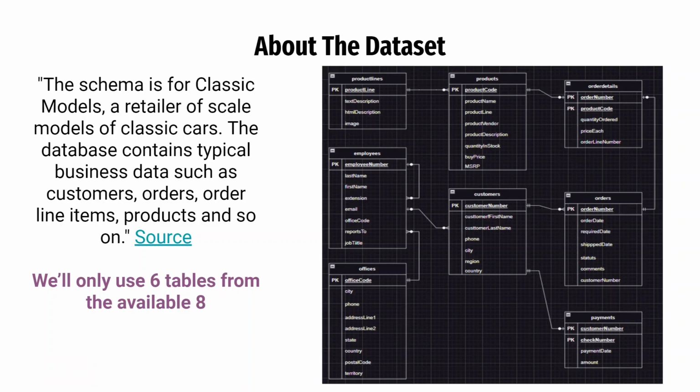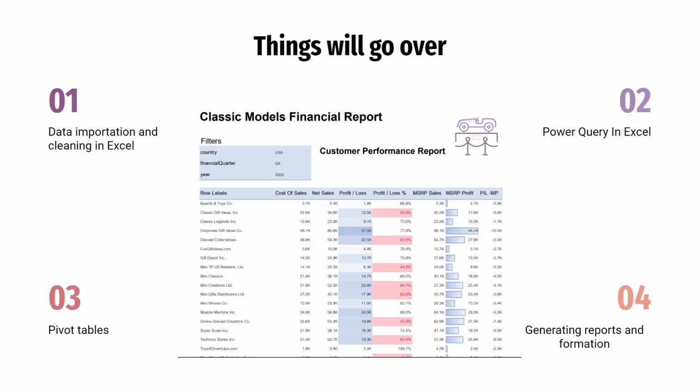The schema is for classic models, a retailer of scale models of classic vehicles, classic cars, right? The database contains typical business data such as customers, orders, order details, product lines, and stuff like that. So we'll look at all that and be able to generate different insights from this data and generate a report like this.